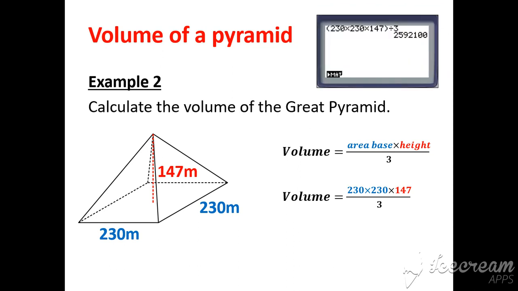Grab my calculator. That gives me 2,592,100 meters cubed. That's the volume of the pyramid. Now, what does that tell us? That we have these 1 meter cubes. Think of a cube that's 1 meter by 1 meter by 1 meter, a really big cube. I'd need 2,592,100 of them to take up the same space as the Great Pyramid.